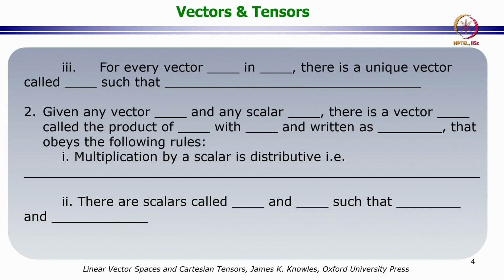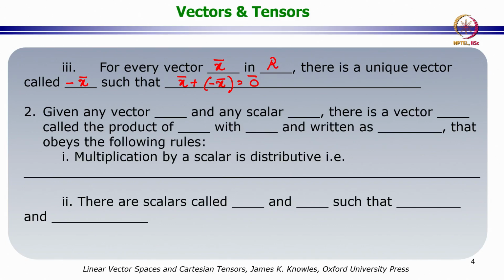Wait, there is one more rule, sorry, yes. So we will also define for every vector x in R, there is a unique vector minus x, such that x plus this minus x is equal to this null vector. So there is a way to get the null vector, and for any given vector there is another vector called minus x, so that when we add the two you end up getting the null vector, right. So with this the rules of addition are done.